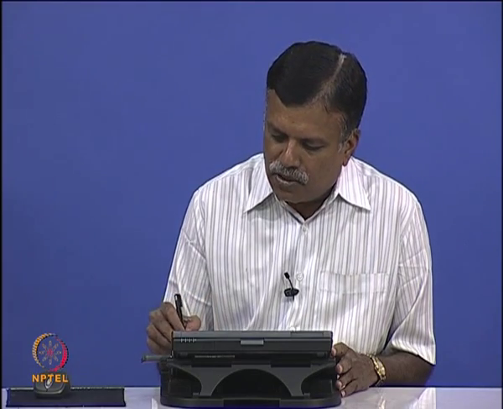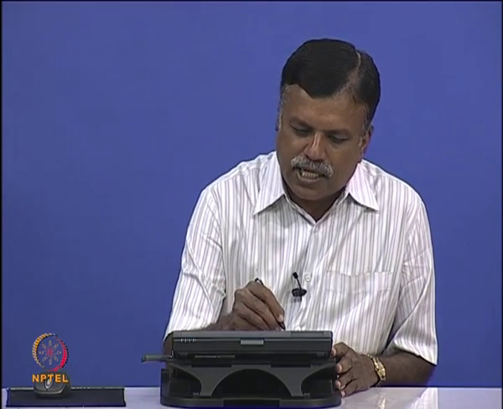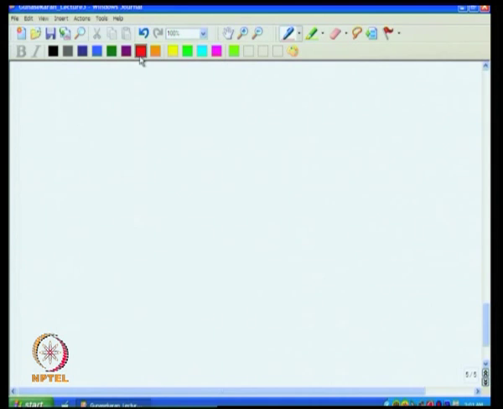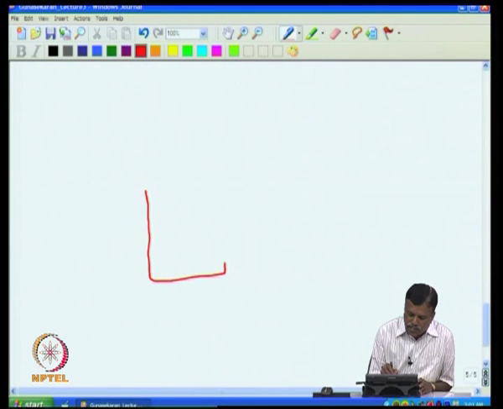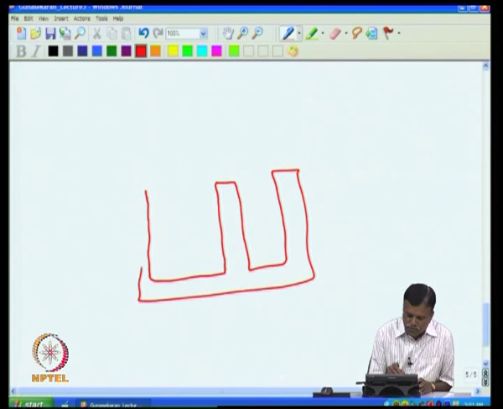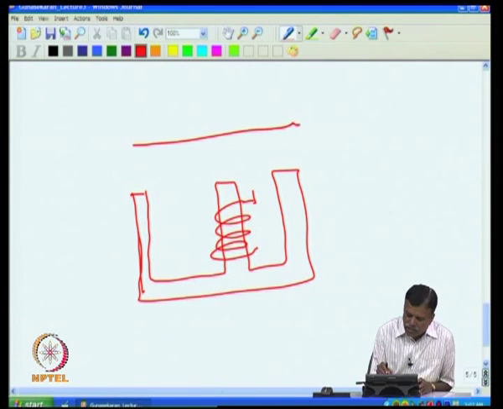Now, if you see generally how the transformer looks, we have the so-called core. This we call the E core. You have a core, then we will have a bobbin here, and we will wind the wires here. This is how the wire is wound, and then to close the magnetic path you have the I.